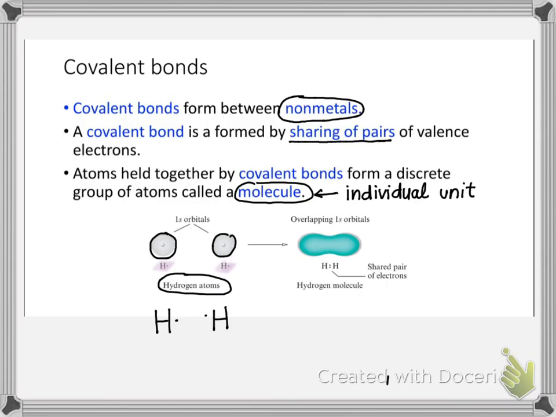Now, what we can imagine is that to share the electron, this and this hydrogen would come together. And so then what you see is that each hydrogen would now have a pair of electrons, and we call that a shared pair. A shared pair of electrons is called a single covalent bond.